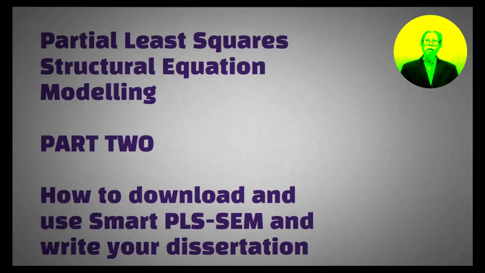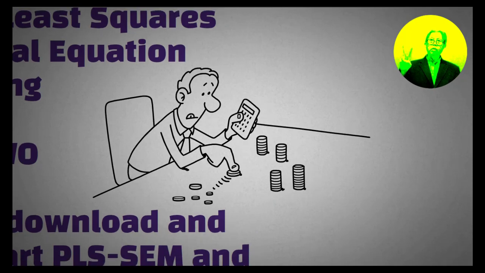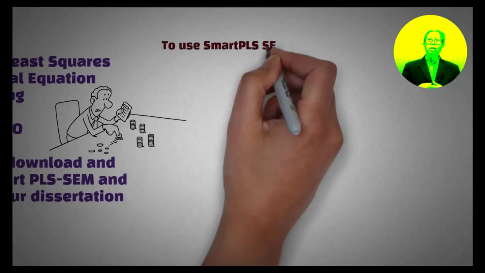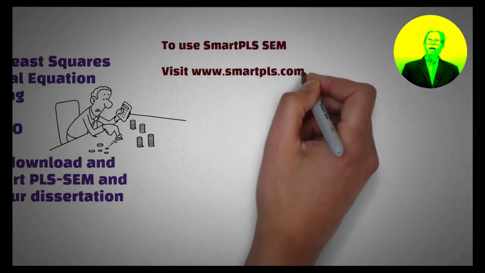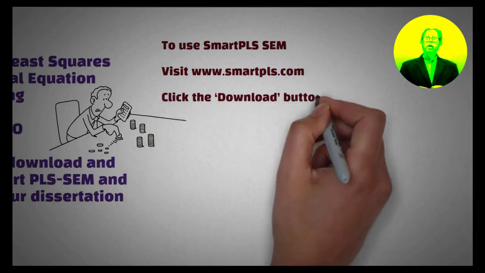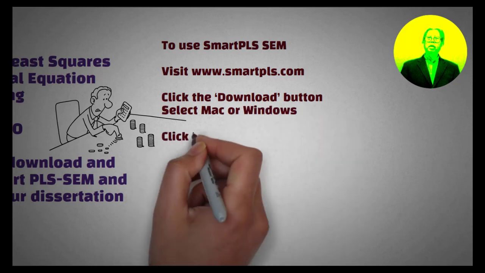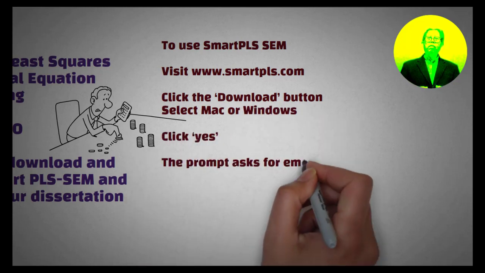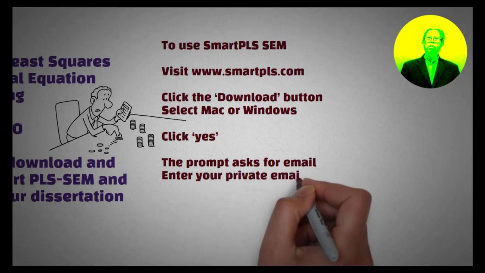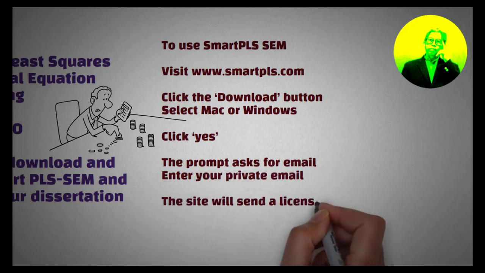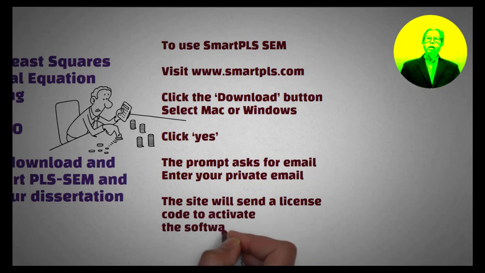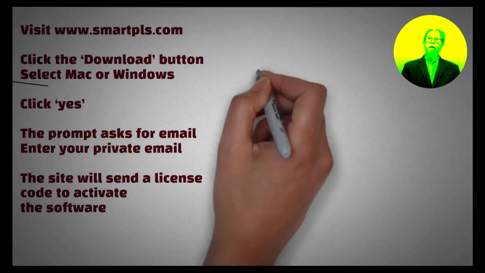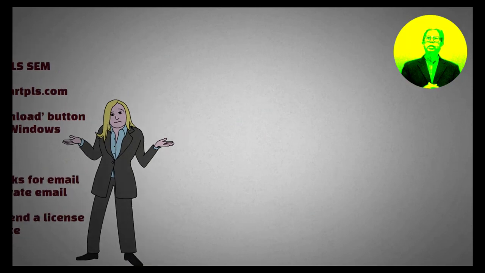Today I'll be discussing partial least square structural equation modeling part 2 on how to download and use SmartPLS SEM software and write your dissertations. To use SmartPLS software, you need to visit www.smartpls.com, click the download button, select Mac or Windows, then click Yes. When the prompt asks your email, you must enter your private email address because the site will send you a license code to activate the software.